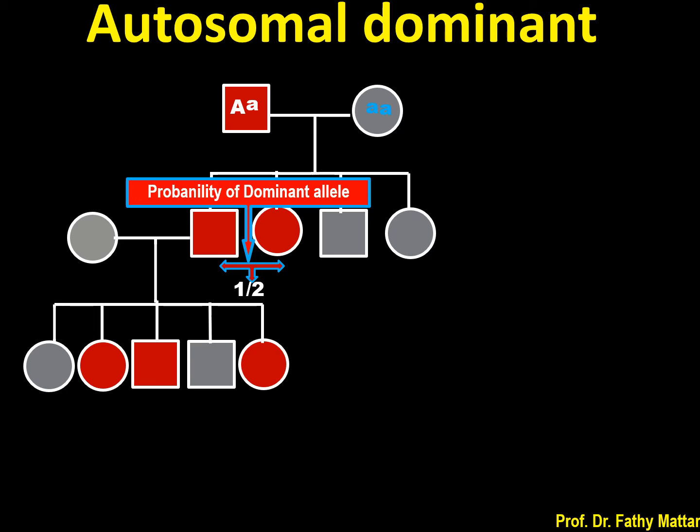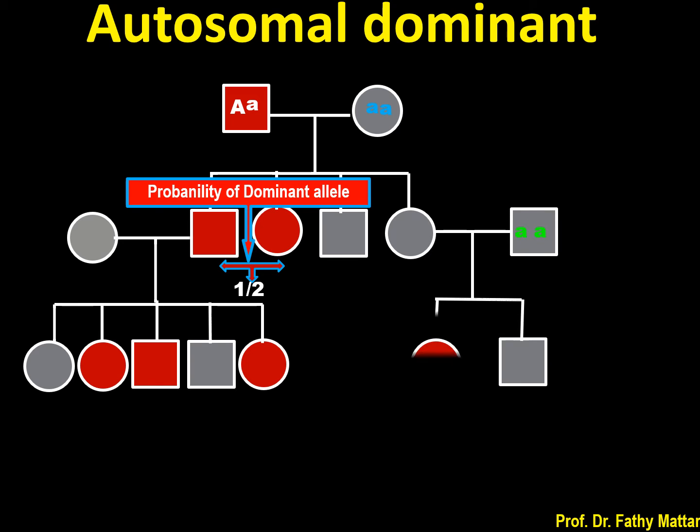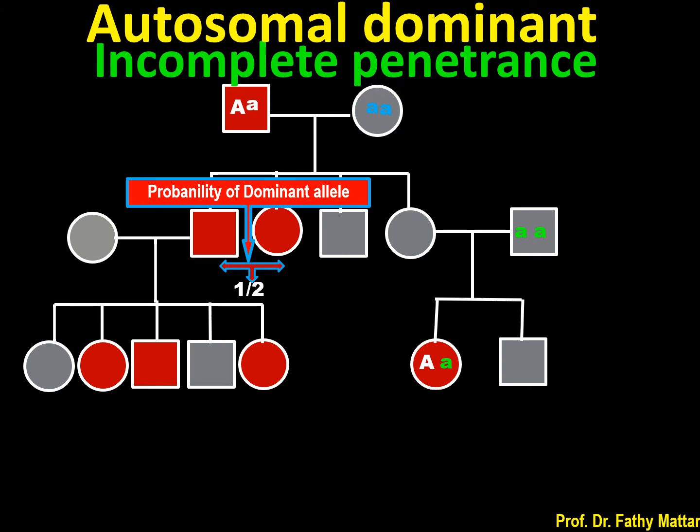Let's look at this probability. We expect that the first father, who is heterozygous, and the mother, who is homozygous recessive, will get half of their children carrying the dominant allele. Now if this girl married a boy who is normal, and they got a girl who showed the disease, he is not showing the disease and she is not showing the disease, but their daughter is showing the disease. What do you call this case? This case is called incomplete penetrance.